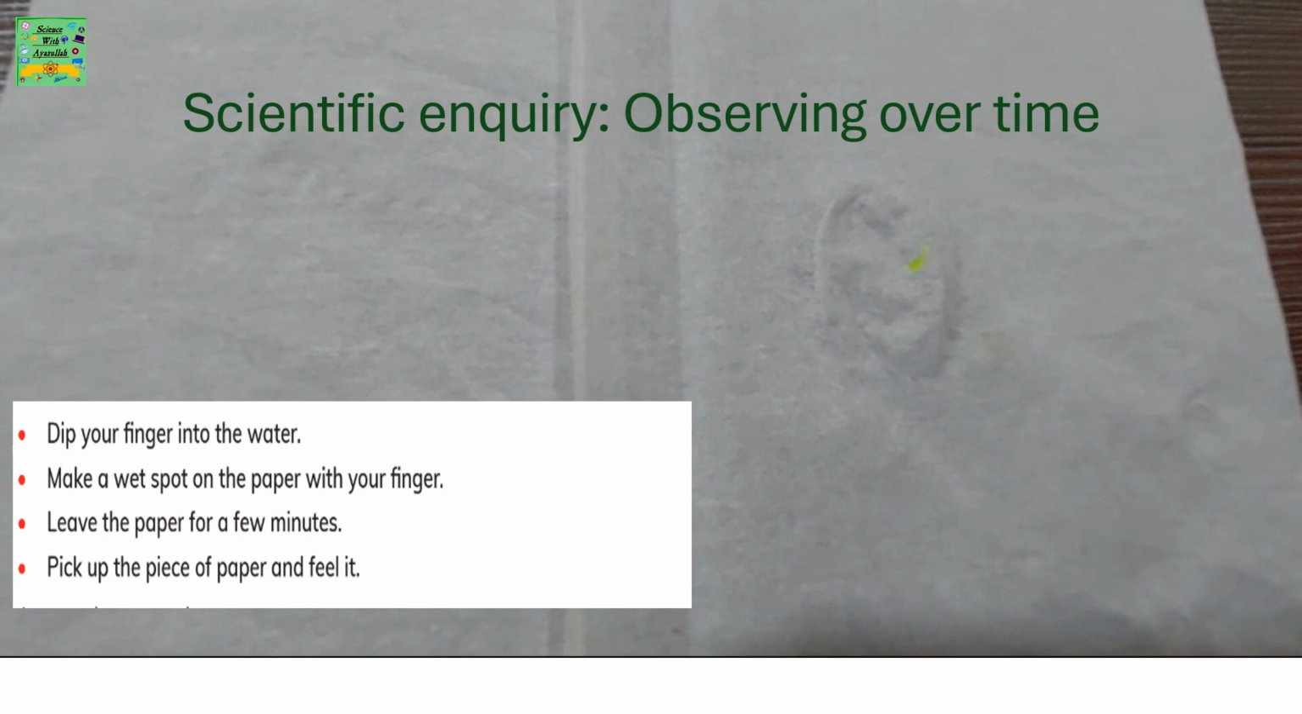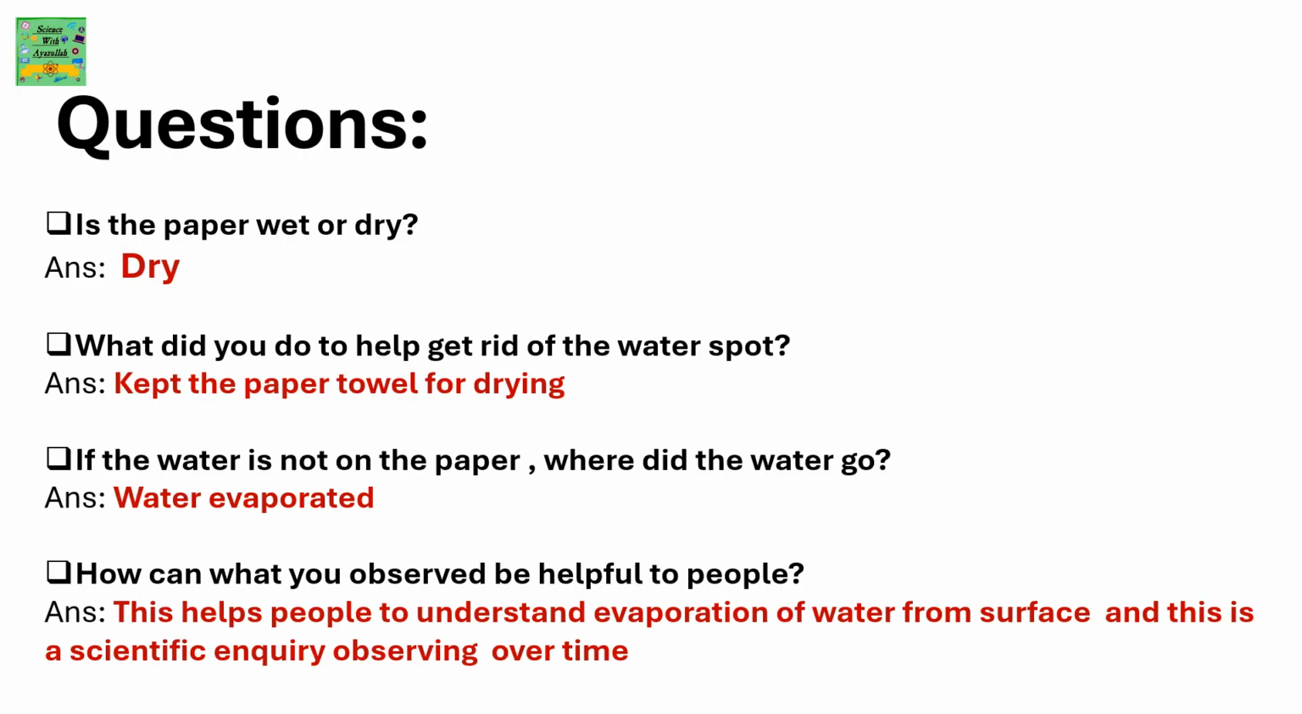Scientific inquiry. It's observing over time. Is the paper wet or dry? It's dry. What did you do to help get rid of the water? The paper towel for drying. Now, if the water is not on the paper, where did the water go? The water evaporated. How can what you observed be helpful to people? This helps people to understand evaporation of water from surface, and this is a scientific inquiry observing over time.